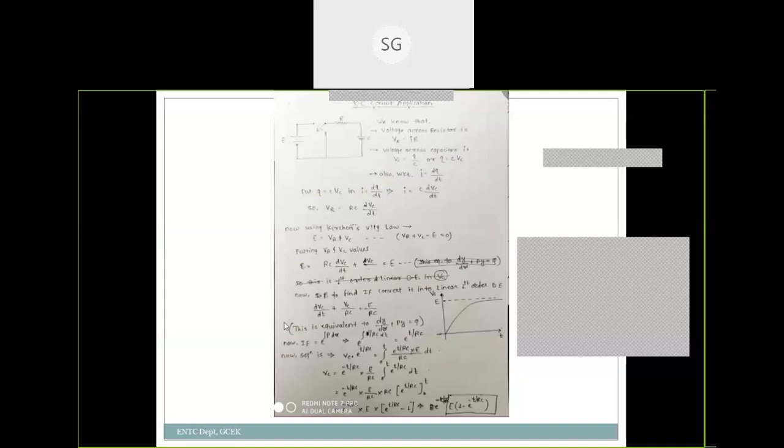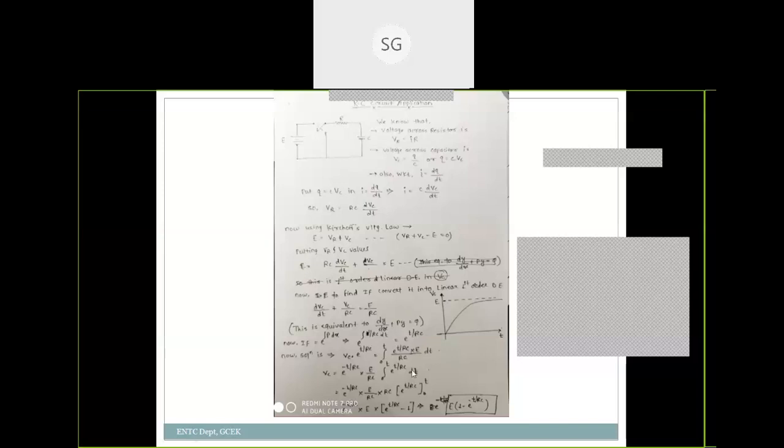Obviously, if this is the charging curve governed by the value E, then the charging of the capacitor cannot exceed E. This is a very obvious thing. At t equal to infinity, it will be very close to E, but not exactly E. That's why the term 1 minus e raised to minus t by RC is there. Are you getting this now?